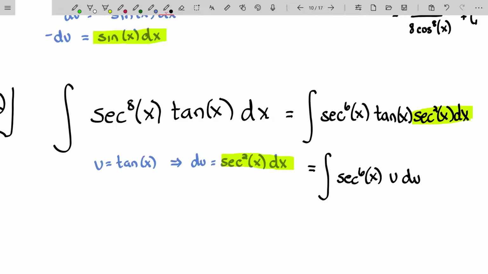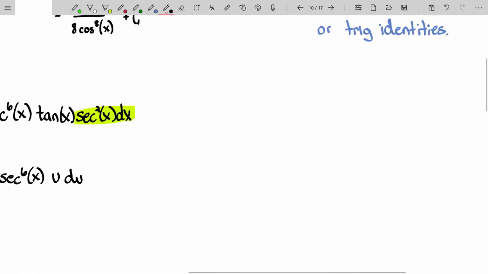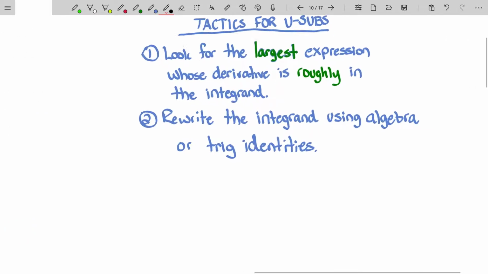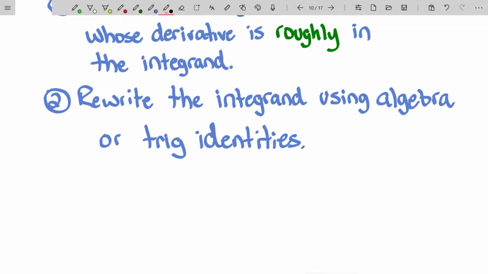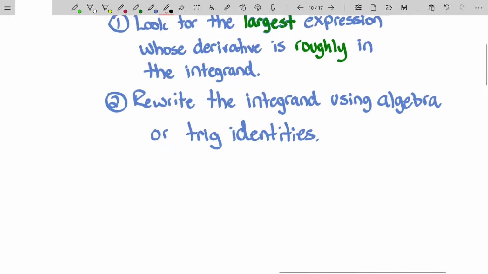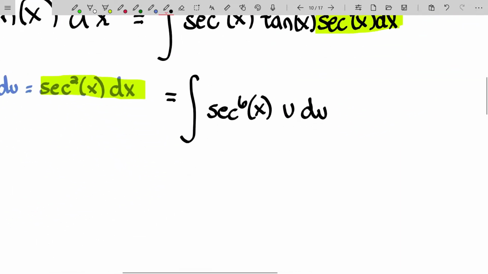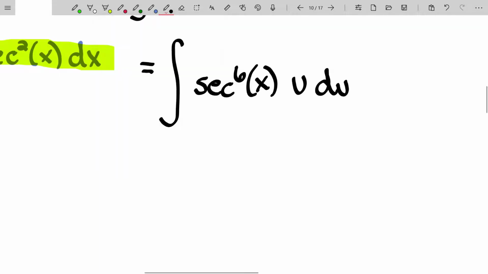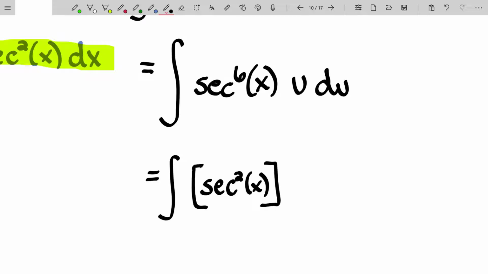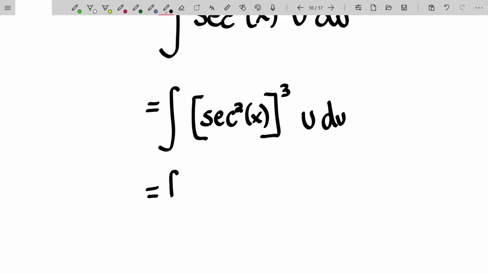And you stare at this for a moment and you say, I can't do anything with this, because it looks like you can't do anything with this. However, if you remember my advice over here, one of my pieces of advice is to rewrite the integrand using algebra or trig identities. And there is a trig identity that could be used here if you want. You could say that secant to the 6th is the same thing as secant squared to the 3rd. Okay, that's the algebra part of it, I guess. But secant squared is 1 plus tangent squared.